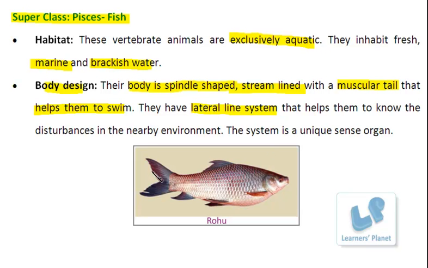Now, the lateral line system is actually required to sense the changes which are taking place in the surroundings. That means this lateral line system helps them to know the disturbances which are taking place in the surroundings, and thus it creates a sort of unique sense system, or sense organ, in these organisms. Now further, let me explain the other features of this group, that is Pisces.